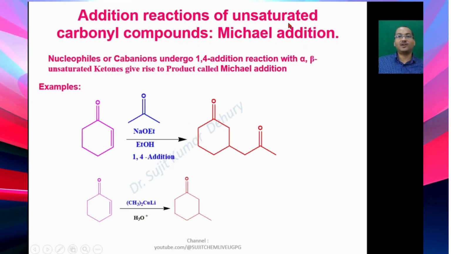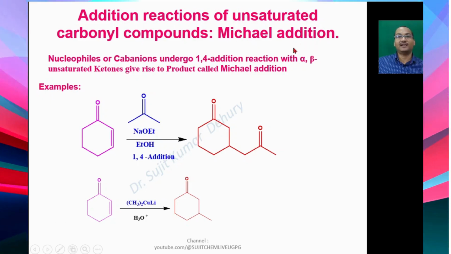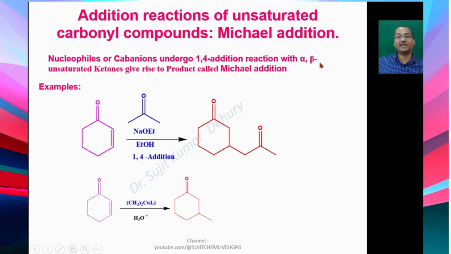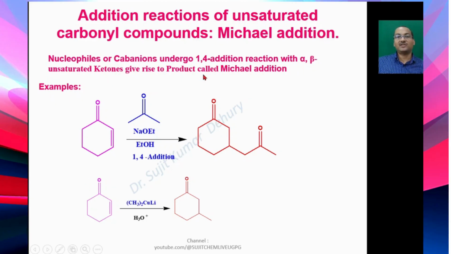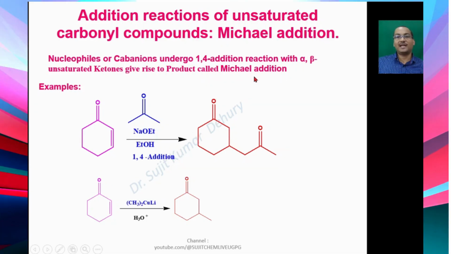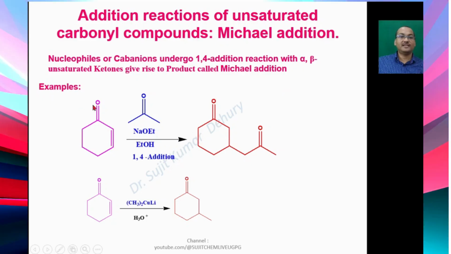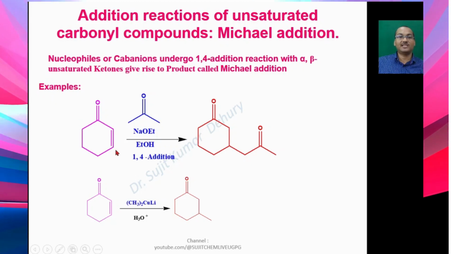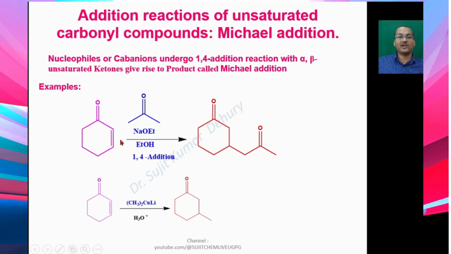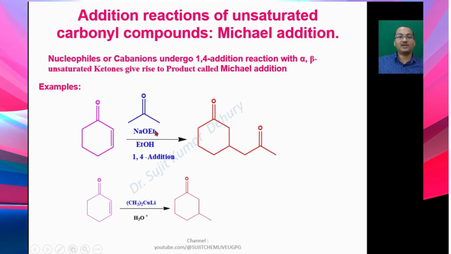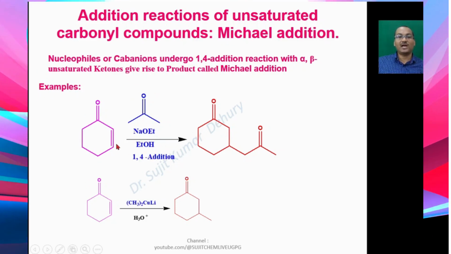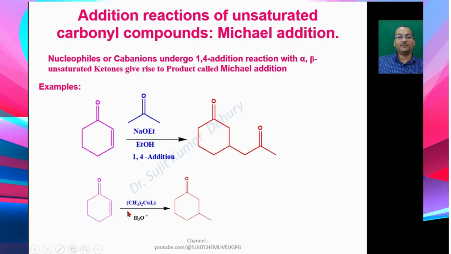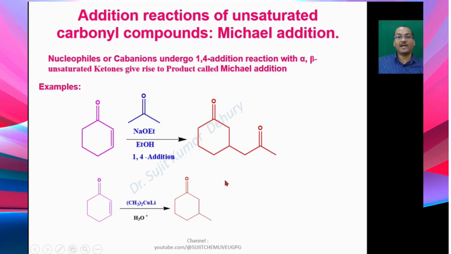The next is addition reaction of unsaturated carbonyl compounds, that is called Michael addition. Nucleophiles or carbanions undergo 1,4 addition reaction with alpha beta unsaturated ketones, giving rise to the product called Michael adduct or Michael addition product. Here this is the carbonyl group, and with respect to this, this is alpha and this is beta. So this is an alpha beta unsaturated carbonyl compound. If you react with acetone and sodium ethoxide, this will undergo 1,4 addition reaction, and you will end up with this product. Similarly, dimethyl copper lithium also undergoes 1,4 addition, giving the Michael addition product.